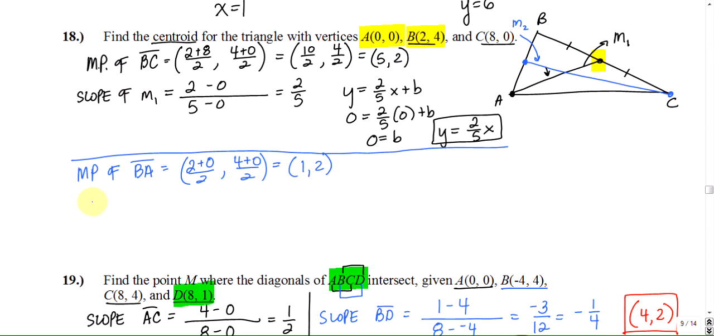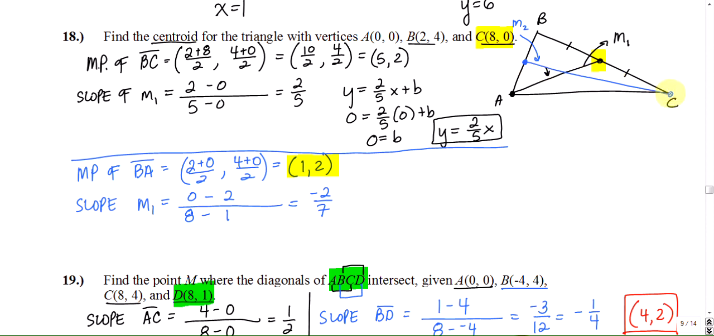Then the next thing I'm going to do is find the slope of M1 using 2 points that this line passes through. So now I'm going to focus my attention on this point, 1, 2, and C. And there's my slope. It looks kind of weird, but it is correct. It's not wrong. Then I'm going to write the equation of my blue line.